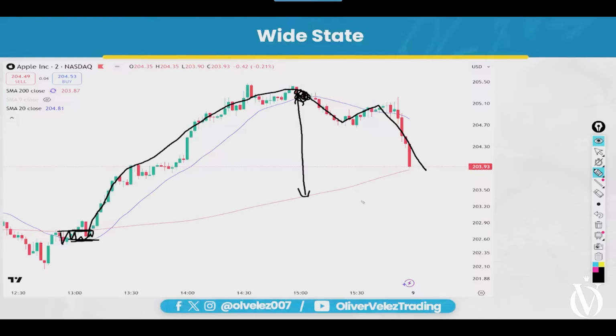That's all markets can ever do. Narrow to wide, wide back to narrow. Narrow to wide, wide back to narrow. They're trapped on rails, traders. There's nothing else they can do. They don't have a choice.